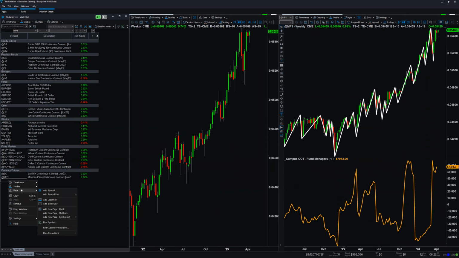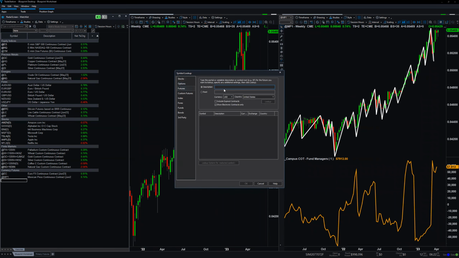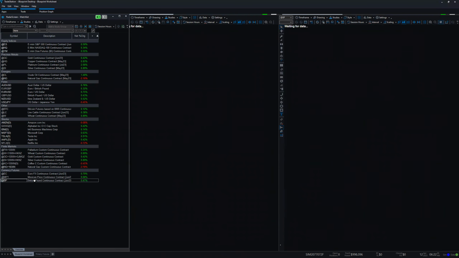Right, again, once more, data, add symbol, lookup, futures, British pound, look up. I can see now a lot of different things here. And here's at BP, which is the continuous contract. And that here would be the contract month and year specific continuous contract. I think that's what it was for MP as well. So you have the M and the 23, which is for the expiry, June and the year 23. But we want to have just the one that's not month and year specific, which is at BP. Okay, and now it's loading British pound.